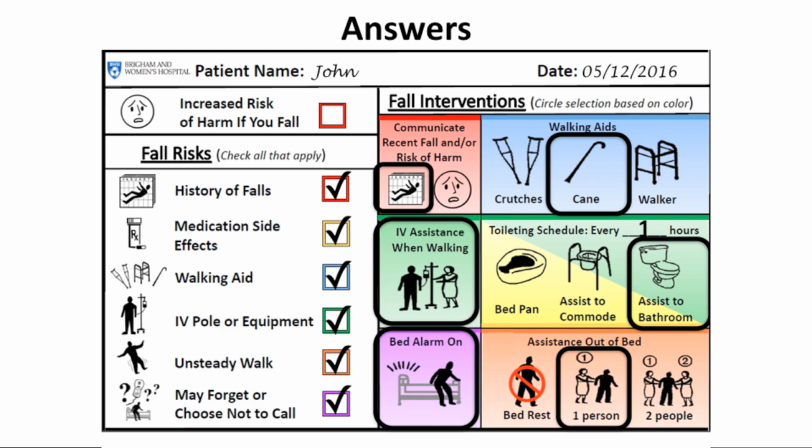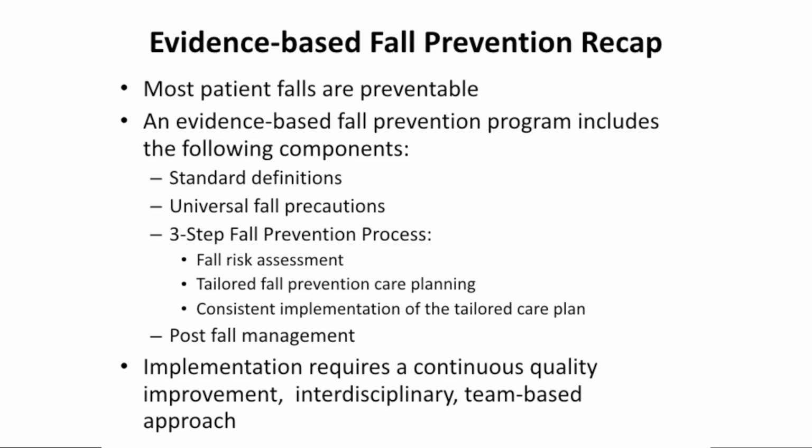So that is Fall Tips and evidence-based fall prevention, and I'll just give a little recap. We know that most patient falls are preventable. An evidence-based fall prevention program includes the following. We have to have standard definitions about falls and injuries. We need to have universal fall precautions for all patients. We need to have the 3-step fall prevention process, where we're using a valid and reliable fall risk assessment tool to do the risk assessment with the patient.